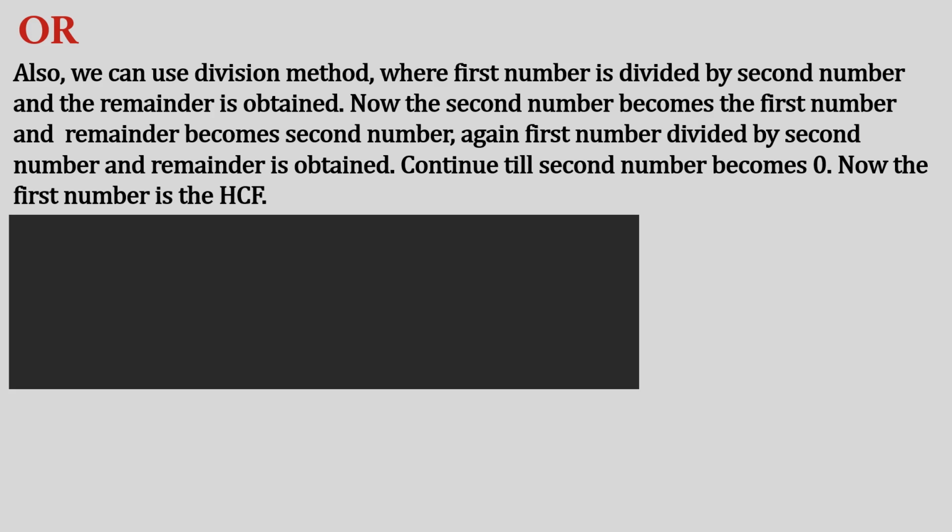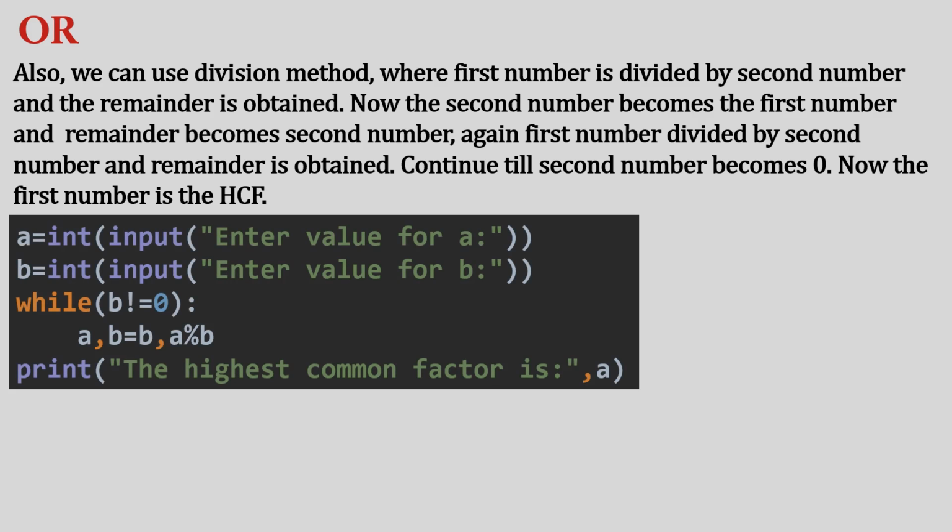Like for example, if the two numbers are 15 and 12, then first of all we divide 15 by 12 and get the remainder, that is, let's say 3. Now your first number becomes the second number, which is 12. So 12 divided by 3, and you will get the remainder as 0. So your 3 is the value of A, that means that is the HCF. So we will implement that in our program.